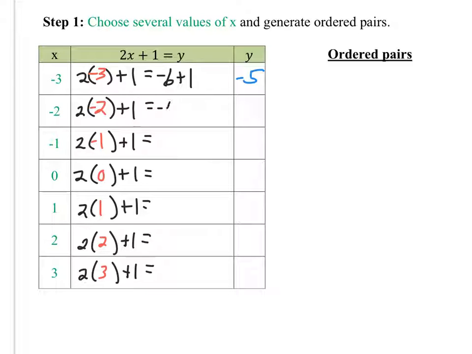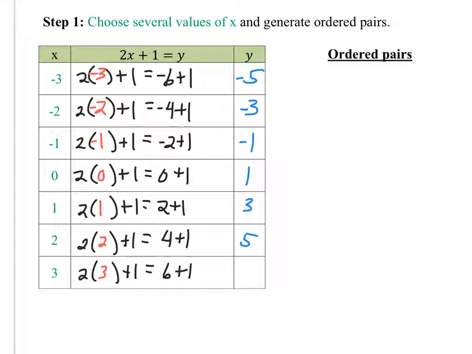2 times negative 2 is negative 4 plus 1, which gives me negative 3. 2 times negative 1 is negative 2 plus 1 gives me negative 1. 2 times 0 is 0 plus 1 gives me positive 1. 2 times 1 is 2 plus 1 is 3. 2 times 2 is 4 plus 1 is 5. And finally, 2 times 3 is 6 plus 1 is 7.